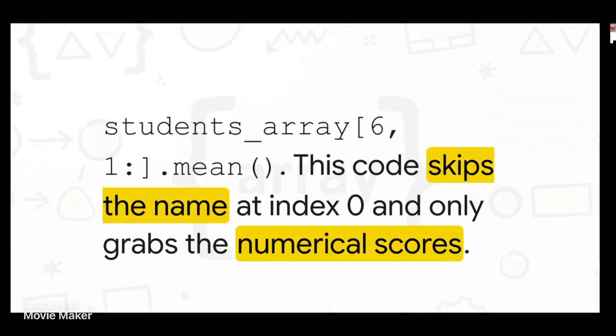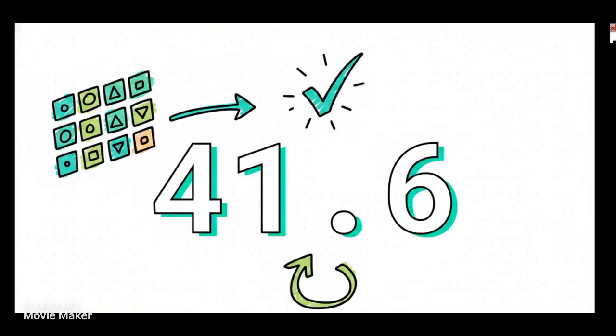We grab row 6, but then look at the column part, 1 colon. That little slice says start at index 1 and just go all the way to the end. It neatly skips the name at index 0, and now we're only dealing with numbers. We can totally find the average of that. And boom, there's our answer. The real average for student 7 is 41.6.